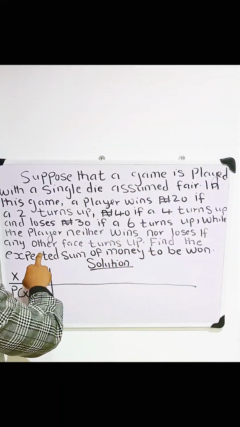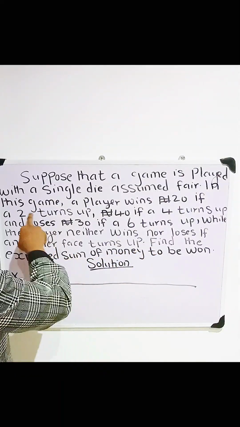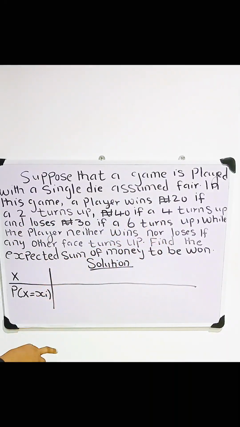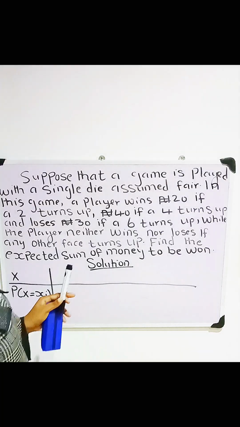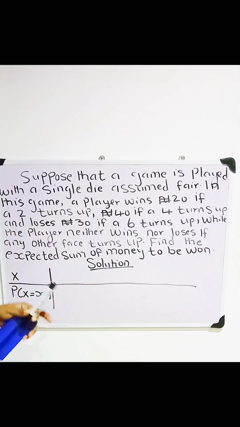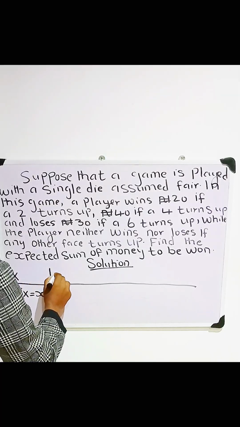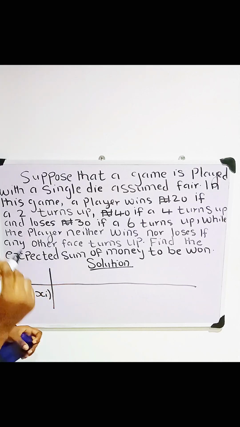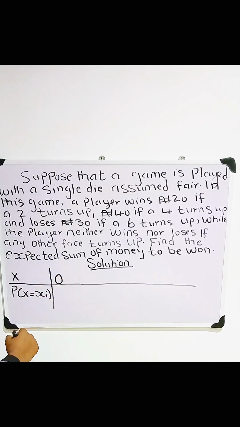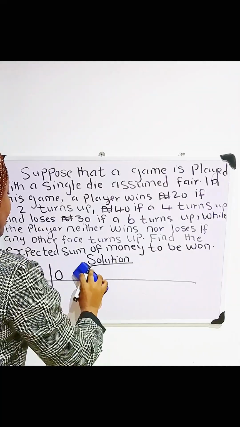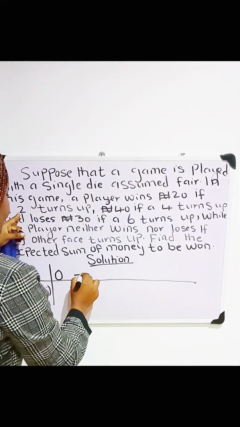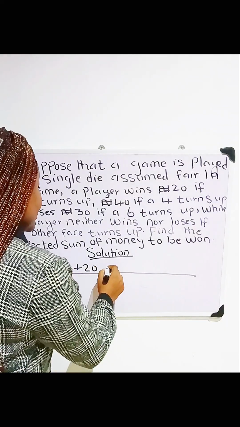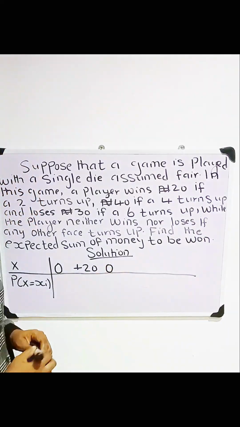He also mentioned that outside a 2, a 4, and a 6, any other value that turns up simply means that he did not win and he did not lose. So when a 1 turns up, it means that he did not win, at the same time he did not lose, so that's a 0. When a 2 comes up, in place of a 2 we have a plus 20. He wins 20 naira. When a 3 comes up, he neither wins nor loses anything.